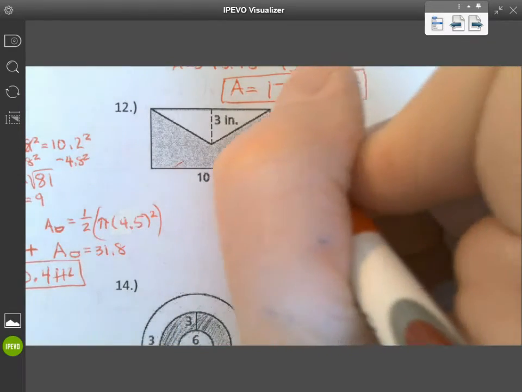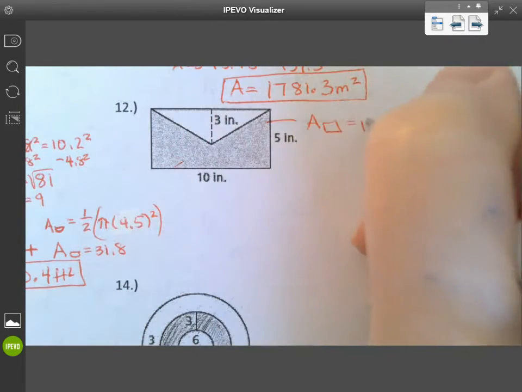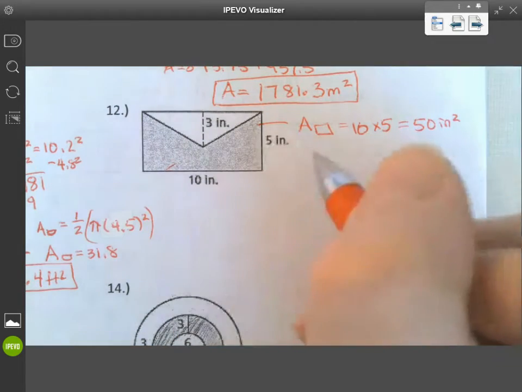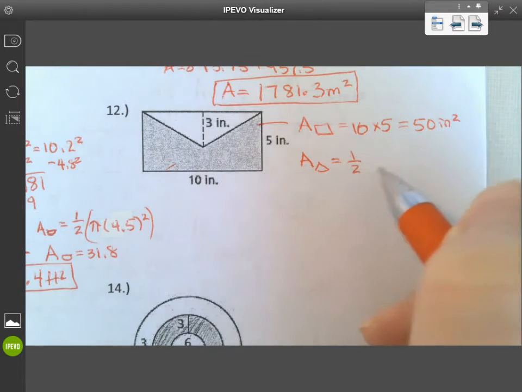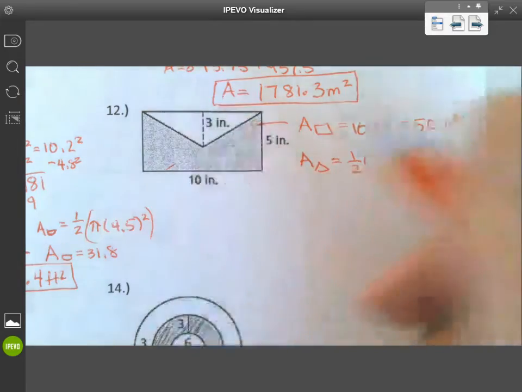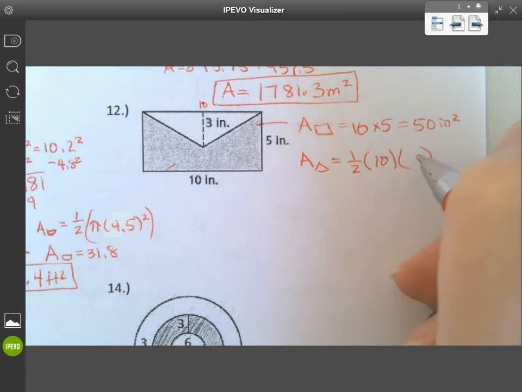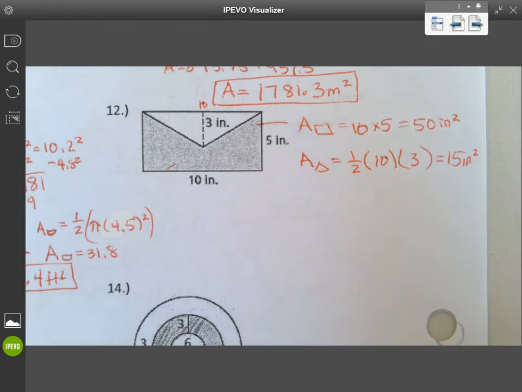So the area of the rectangle, the full rectangle, is 10 by 5, which is what? 50 inches squared. Okay. What's the area of my triangle? It's 1/2. You said the height is 3. What's the base? Yeah, that's also 10. So this one wasn't so bad. We didn't have a whole bunch of extra work to do, right? Everything was given to us. And the area of this is what? 15 inches squared.